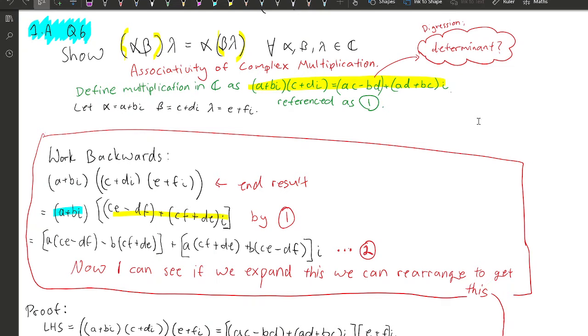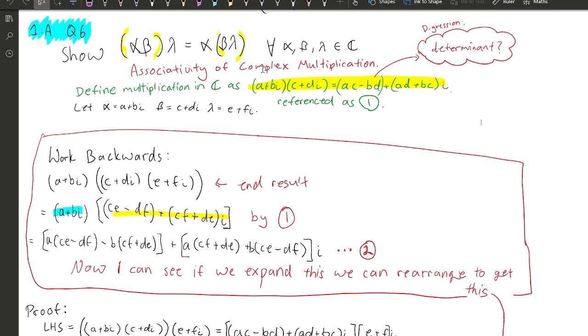Okay, here we are now with the sixth question of 1A from Linear Algebra Done Right. So we basically wanted to show the associativity of complex multiplication property, where wherever you put the brackets, it doesn't matter if you've got three complex numbers multiplied with each other.